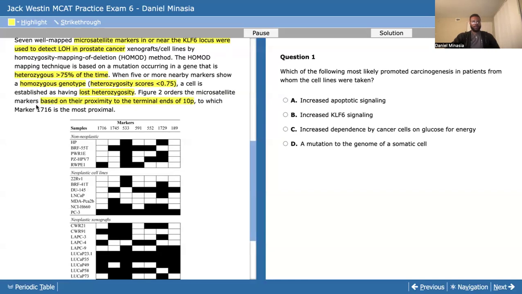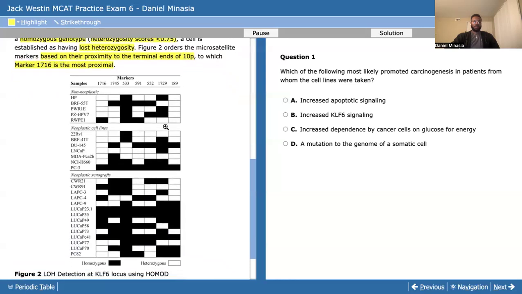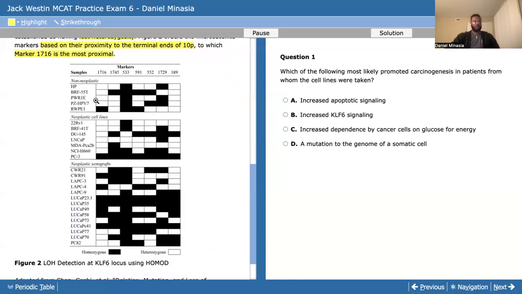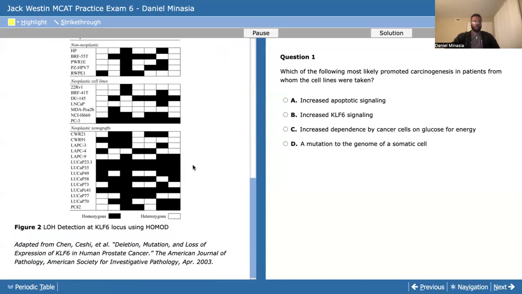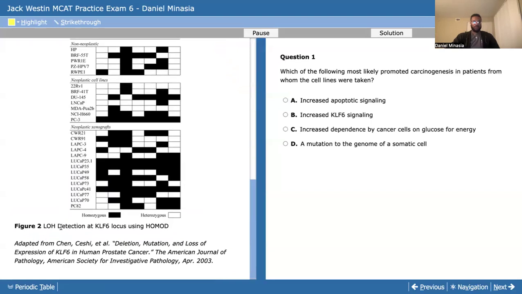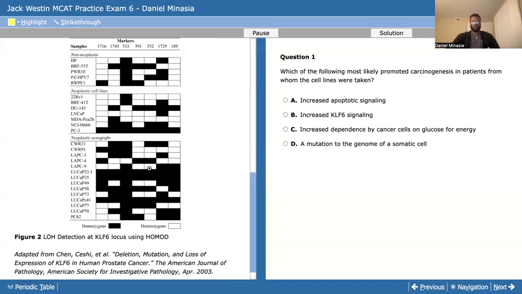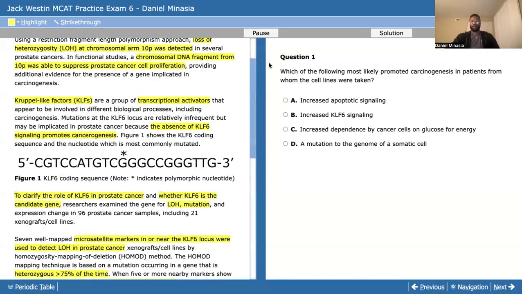So based on their proximity to terminal ends of 10p, the short arm of chromosome 10, marker 1716 is the most proximal. I don't know why they included that there, but the fact that they're including it means that they want you to know. Okay, so don't spend your time trying to interpret this right away. Just take a quick look at it, note it, and okay, loss of heterozygosity detection at KLF6 locus using HOMO-D method. Okay, just note it. If you spend too much time, you're losing exam time. Okay, now we're gonna start answering the questions.